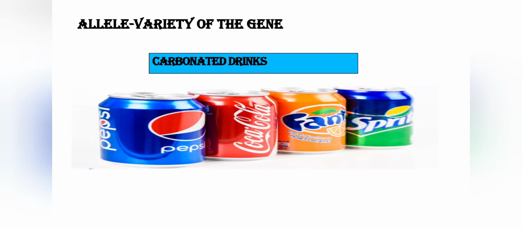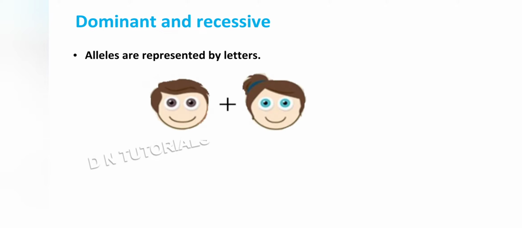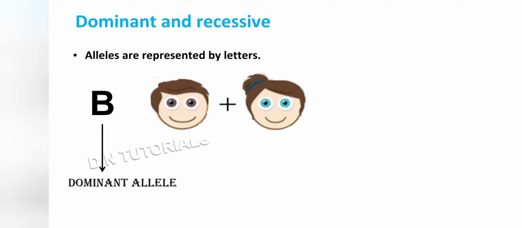Now, since we have learned about genes and alleles, we'll learn a little more about dominant and recessive alleles. Alleles are represented by letters. Since we are talking about blue or brown eye color, we'll take the letter B. And here the uppercase and the lowercase really matter. If I take a capital letter B, that means this allele is a dominant allele. And if I take a lowercase b, that means it is a recessive allele.